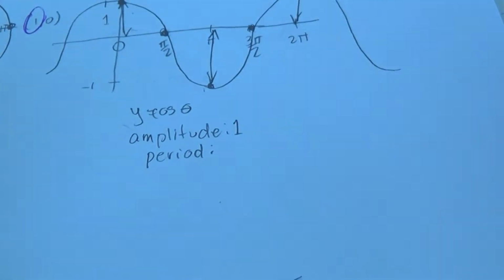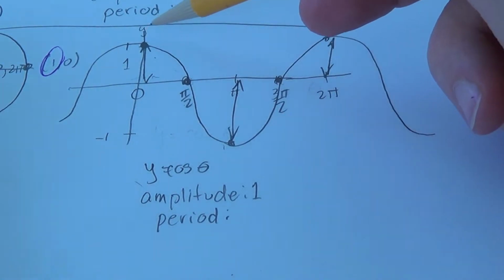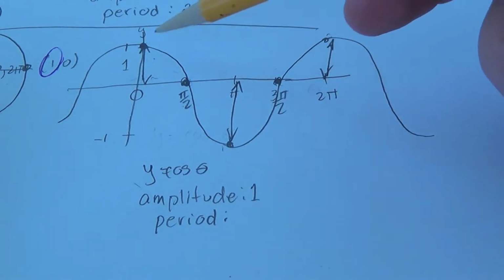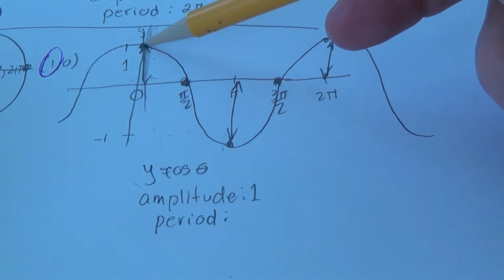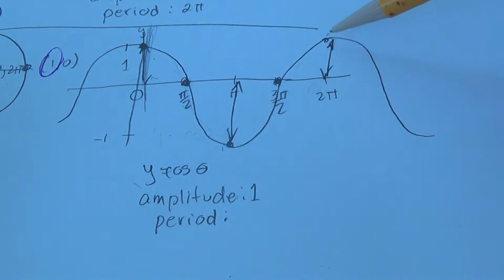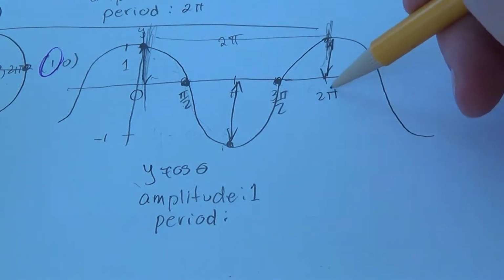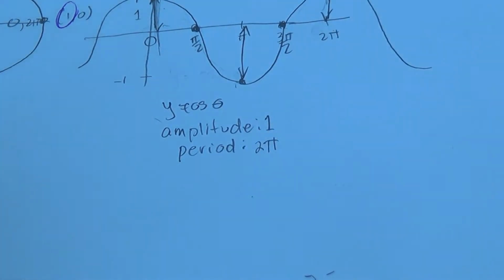What is the period? The period is how many radians the cosine function runs through before it repeats itself. So let's start from here at 0 because it's the easiest place to count. When do we hit that peak again? So we go down, come back up, and right there. So how far is it from here to there? 2 pi radians again. So the period for the cosine curve is 2 pi.